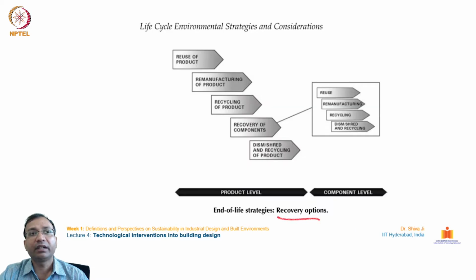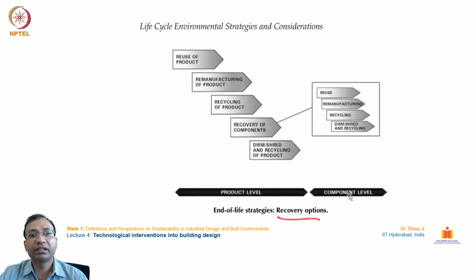So we will see in detail the life cycle environmental strategy and consideration. There are certain possibilities at different stages of the product at which these kinds of strategies can be used. For example, if you see over here at the product level, the complete product, this talks about the end of life strategies, like the recovery options. All of these are at the end of the life cycle of any product, so mainly they are used at that stage.